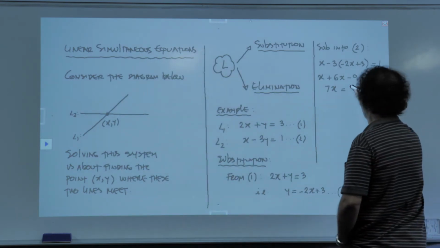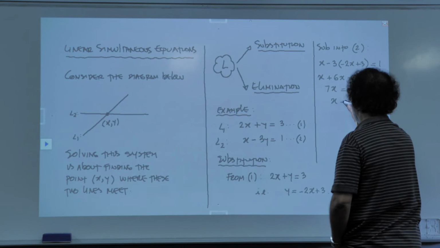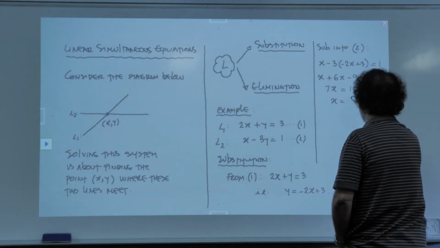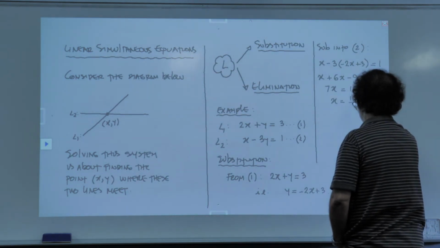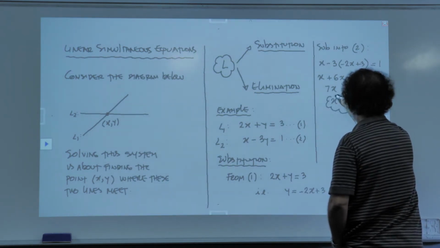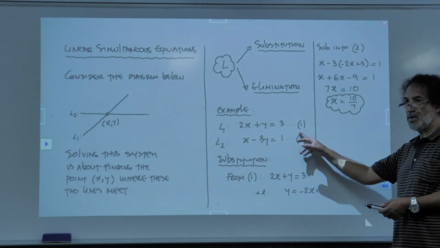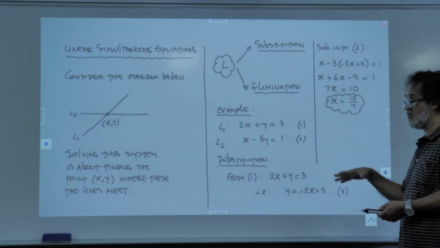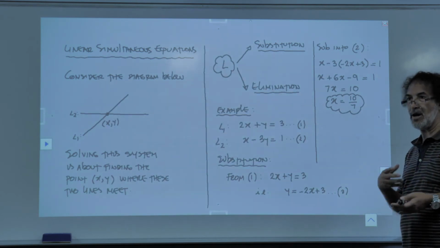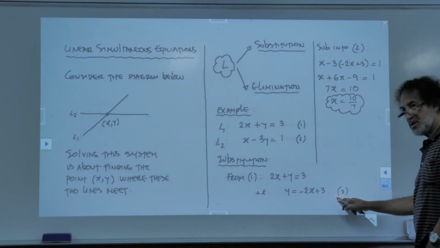And then we're going to divide 10 by 7, and we're going to leave it like that. Okay, so that is where these two lines are meeting. So we know that they meet when x equals 10 over 7, but I really want to find the y value. Okay, now we're going to come back to this equation here.